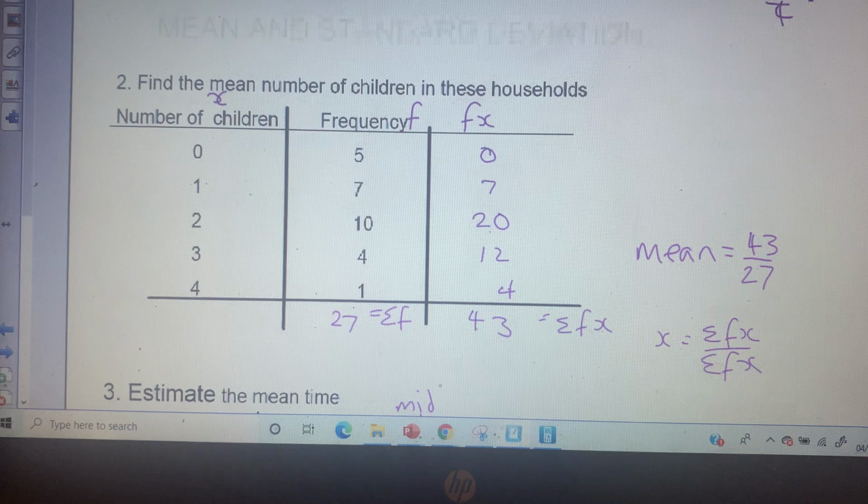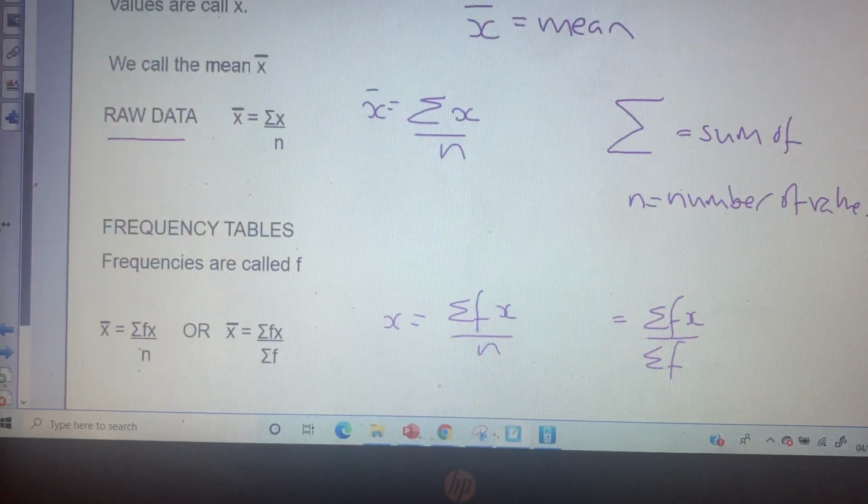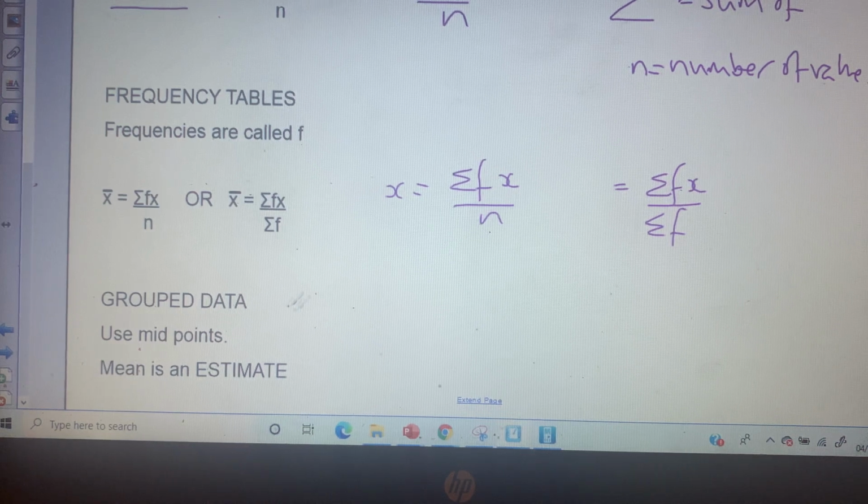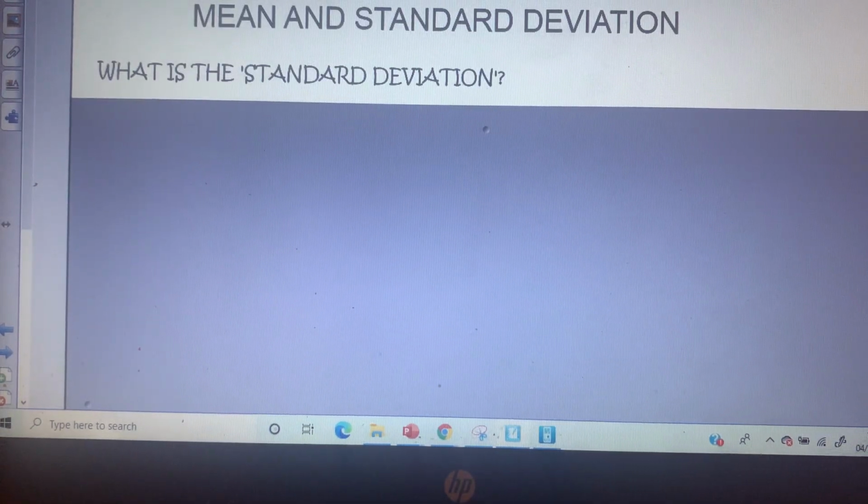And it's the same idea with group data. It's just that you've introduced the midpoint. So nothing new. Again, we wouldn't write this down. This is me slightly trying to show you where it comes from. So don't worry if you don't really get it. It's just me showing you.